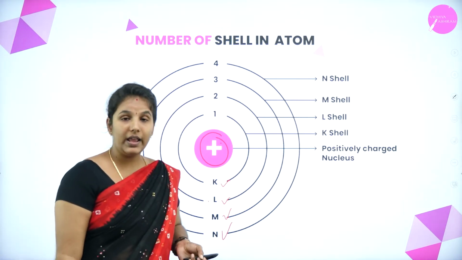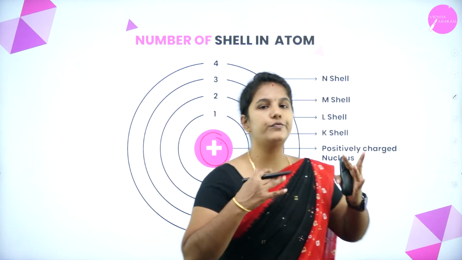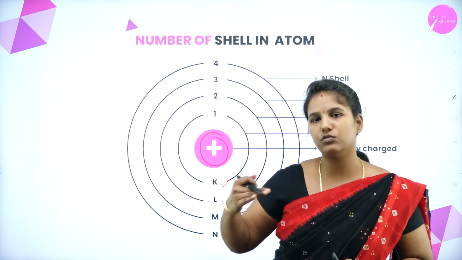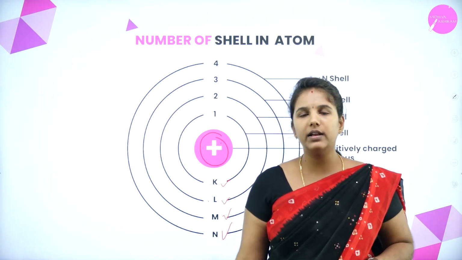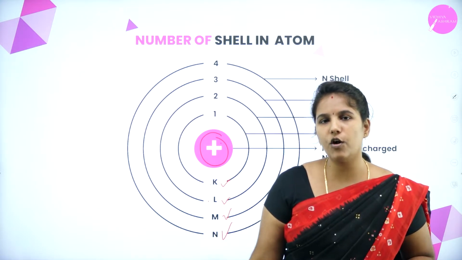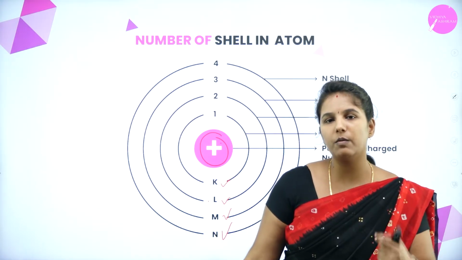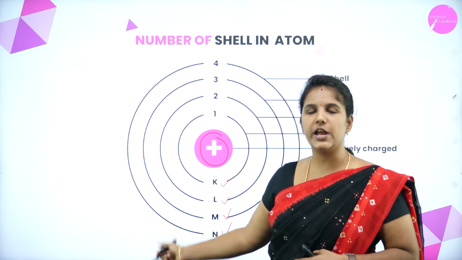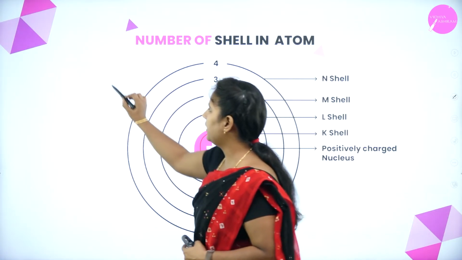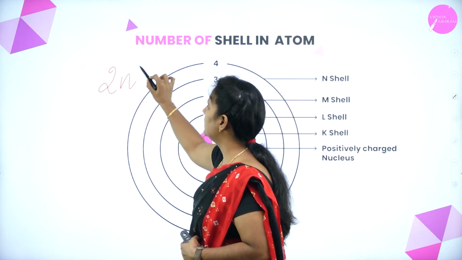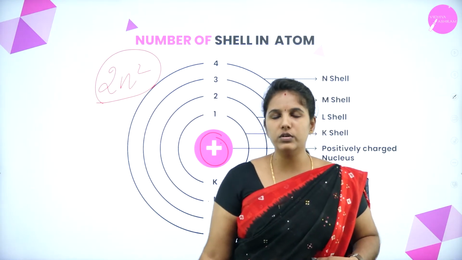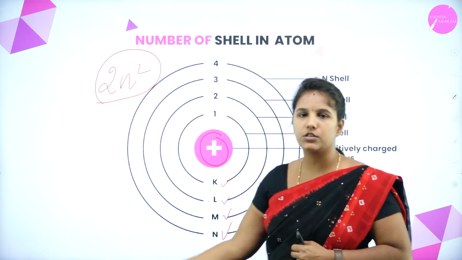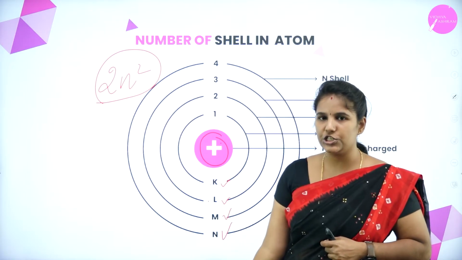And also he explained how to fill the electrons into these shells. How do we fill? We have a formula, right? Can you recall it? What is the formula to fill the maximum number of electrons in each shell? That is very good. 2n square. So this is the formula which we use to fill the number of electrons in each shell.